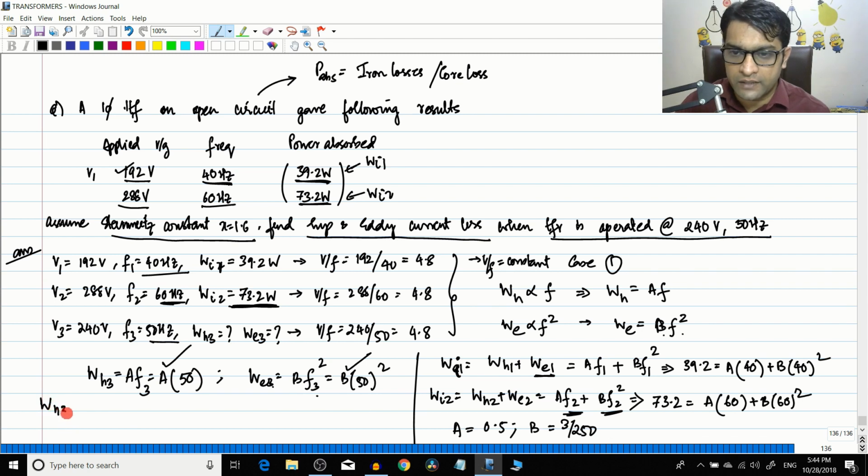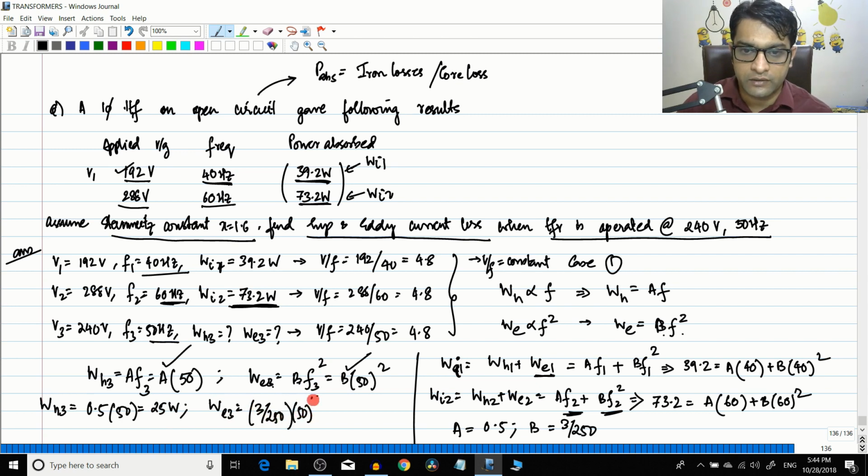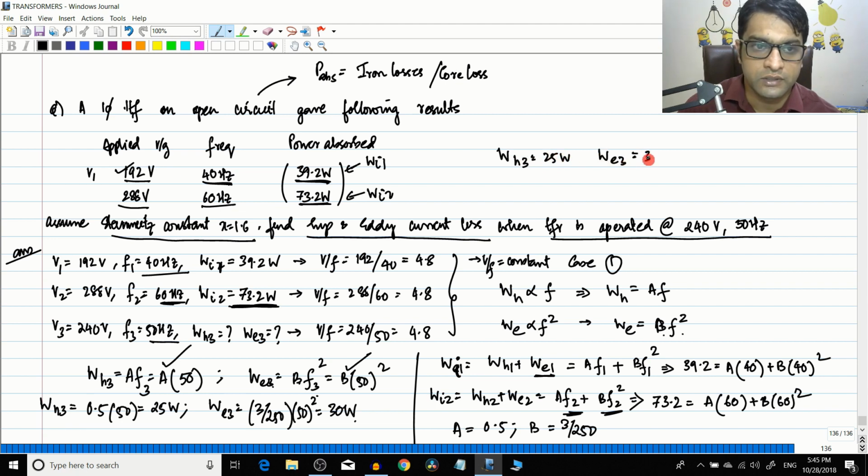So if you substitute that value, WH3 will be equal to A is 0.5 into 50. So this will be equal to 25 watts. WH3 is 25 watts. WE3 is equal to B into F square. So 3 divided by 250 into 50 square. Okay. So this value will be 30 watts. So in this problem, WH3 is equal to 25 watts and WE3 is equal to 30 watts. Okay. So if you want, you can write the WI3 value will be equal to 25 plus 30, which is equal to 55 watts.